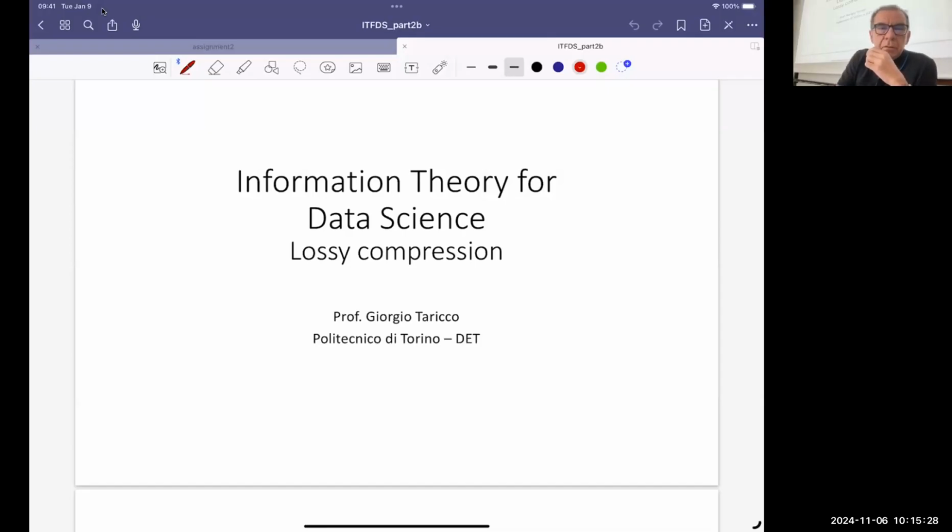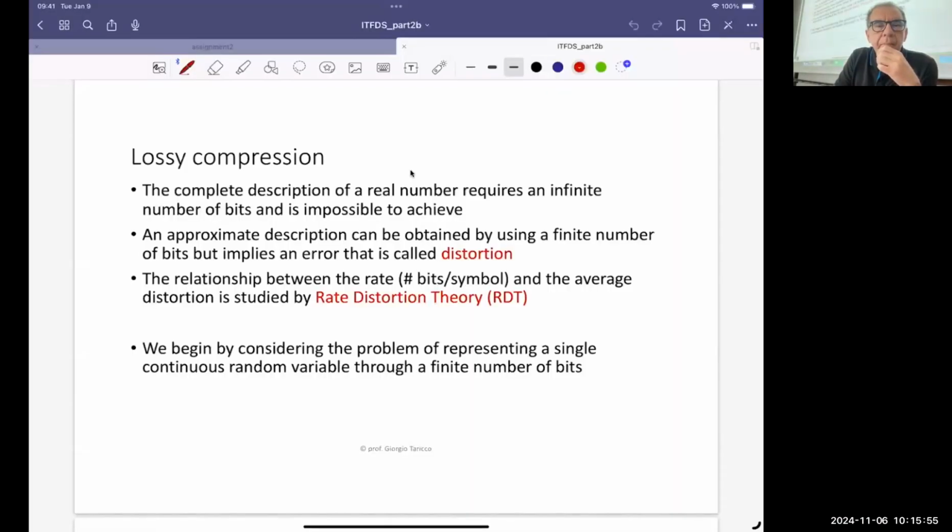Oh, so what's going on here? The screen sharing is paused. Why is it paused? I don't know. Stop share and share again. Okay.